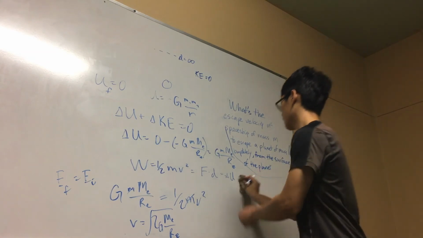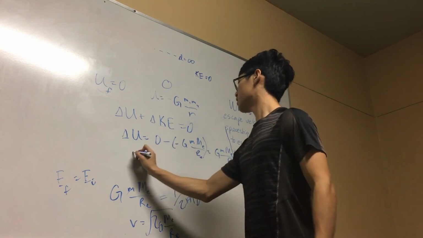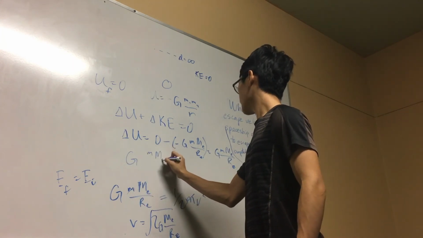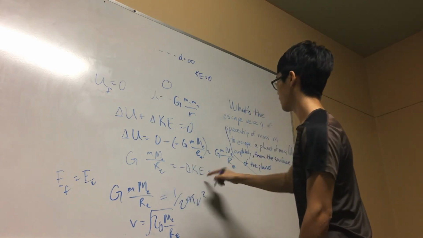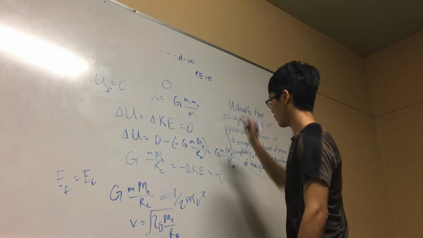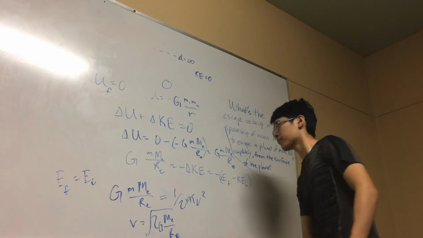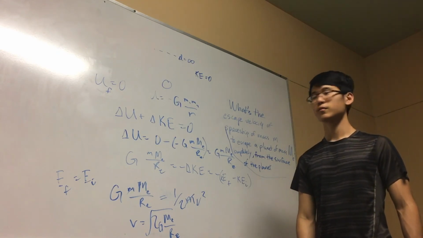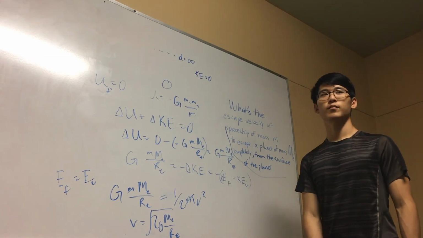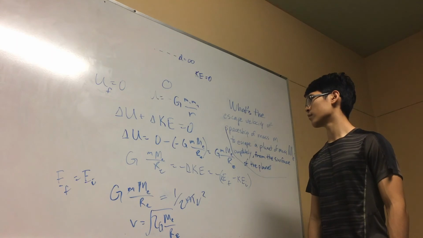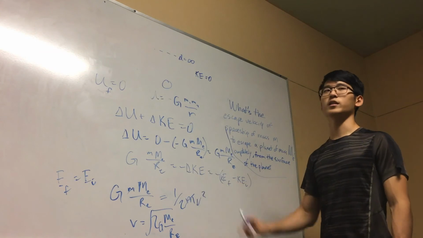So this is going to be G M E over R E is equal to negative change in kinetic energy. What is this change in kinetic energy? Kinetic energy final minus kinetic energy initial, right? So 0 minus, it's positive G m times mass of Earth over r. Is that what's happening? No, this is equal to negative change in kinetic energy.